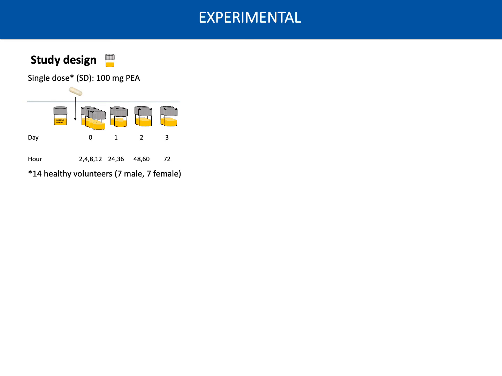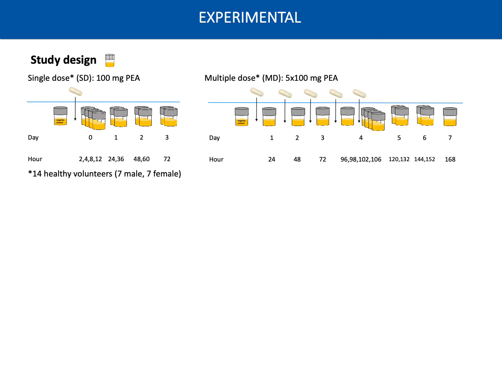The study was designed like this. For the single dose, 100 mg of PEA were administered by 7 male and 7 female volunteers, and urine samples were collected up to 72 hours following application. For the multiple dose studies, 5 doses of 100 mg of PEA were administered on 5 consecutive days. First, only the morning urines were collected, then again up to 72 hours after the last dose.